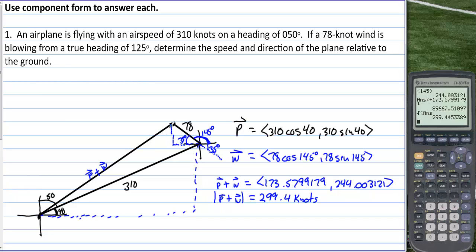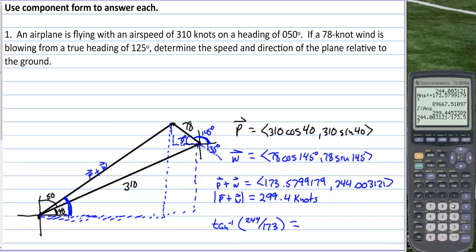Now what we've done is we've found the component form of the resulting vector. So really, it turns everything into a right triangle. So to find this angle right here, the unit circle angle, we can take the inverse tangent of the y over the x. We have inverse tangent of the 244 and some change over the 173 and some change. And let's see what we get. We have 244.003121 divided by 173.5799179. I guess I could have done this all in one shot, but then we take the inverse tangent of the answer. And we get 54.573, let's say, but that's the unit circle answer.